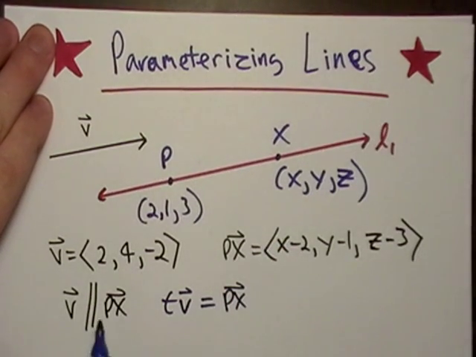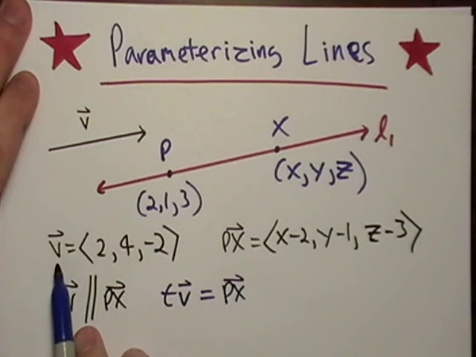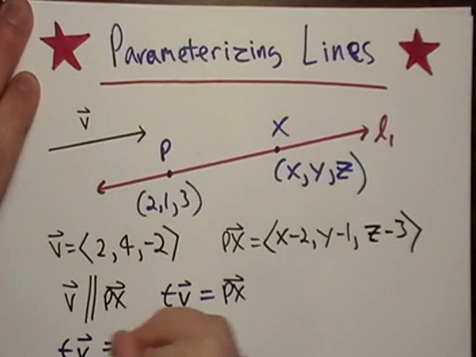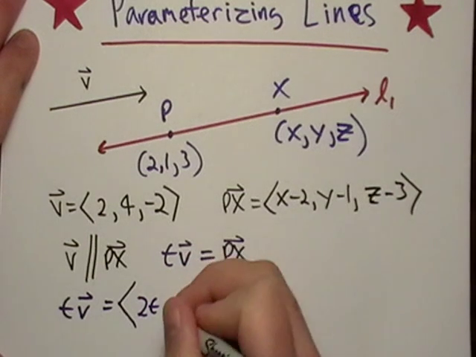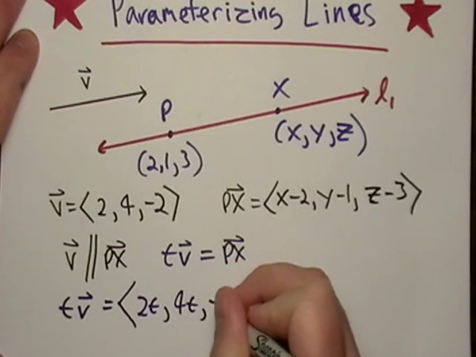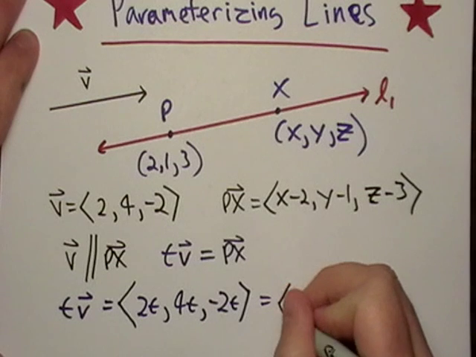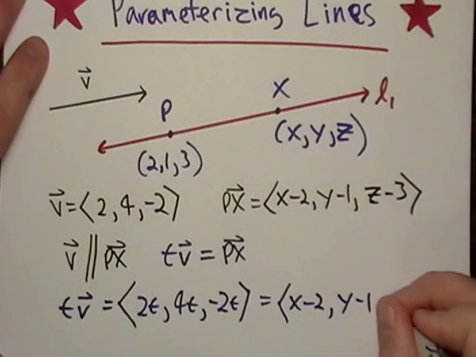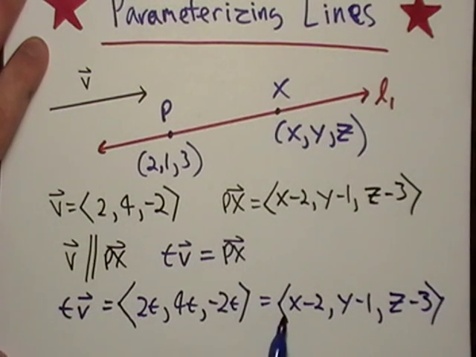So I'm going to say tv is equal to PX. If I take t and multiply it by vector v, from my scalar multiplication video, what's it going to equal? I'm running off the page, of course. So 2t, 4t, minus 2t. It's just distributive. And that is equal to x minus 2, y minus 1, z minus 3.